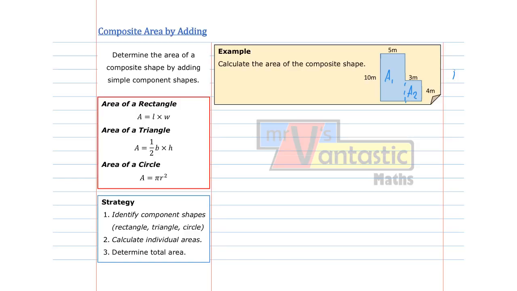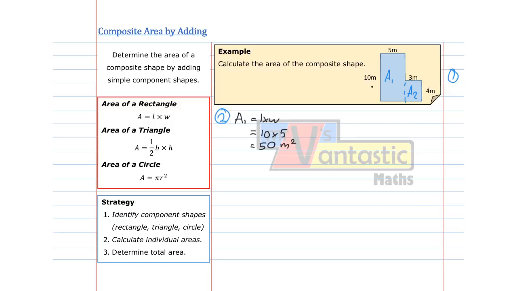We then want to calculate the individual areas of those two component shapes. So we're looking at area 1. Area 1 is obviously a rectangle. And to calculate the area of a rectangle, we use length by width. The length of this rectangle is 10, the width is 5. So we're going to substitute those in. 10 times 5, which is 50 square meters.